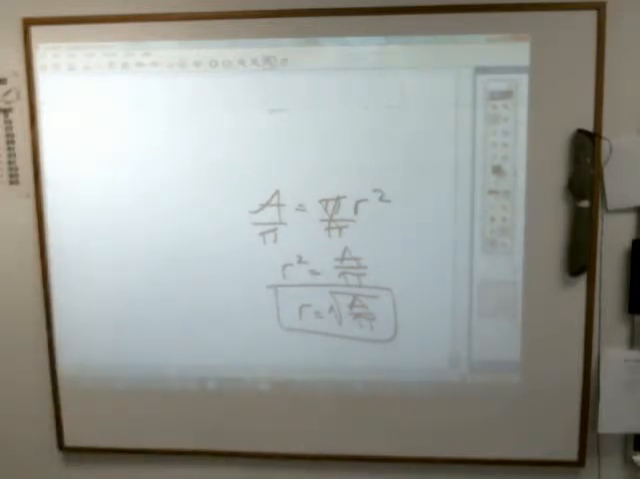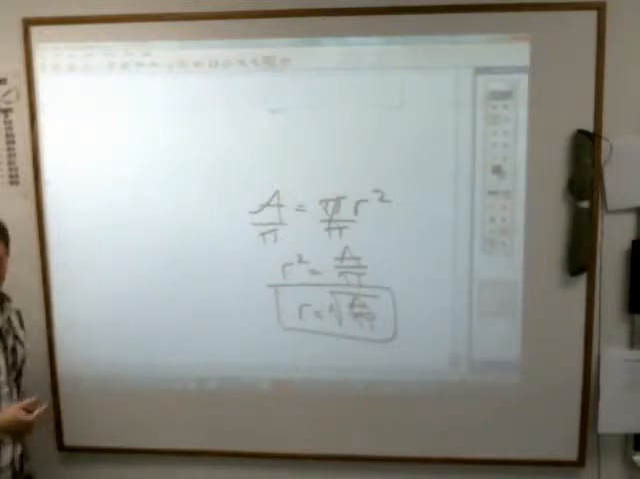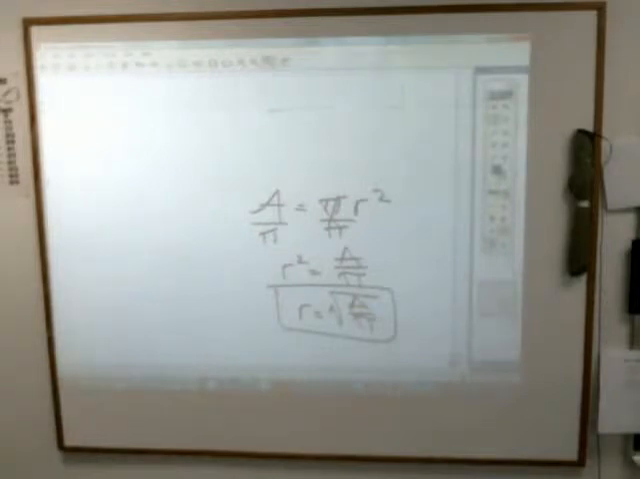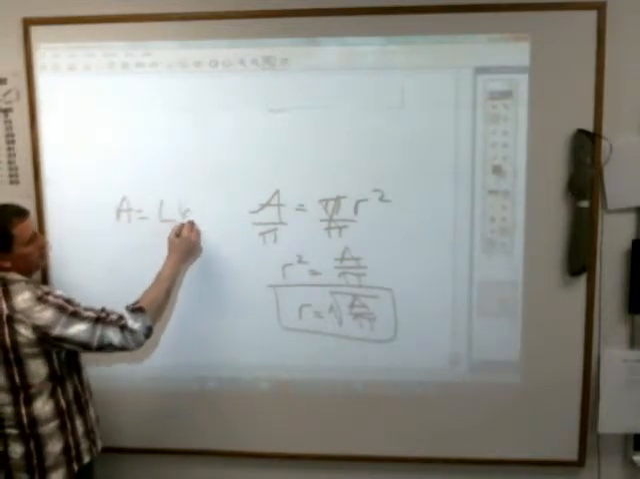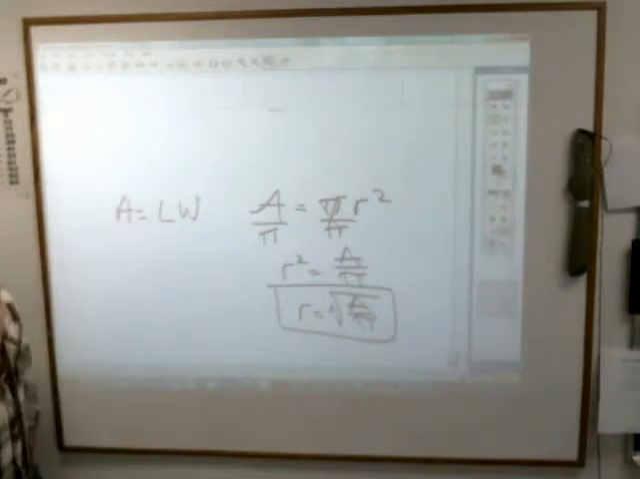What are these formulas for? Well, they're first so that you can figure out, you're not always given... Let me look at another one here. The area of a rectangle is length times width, okay?